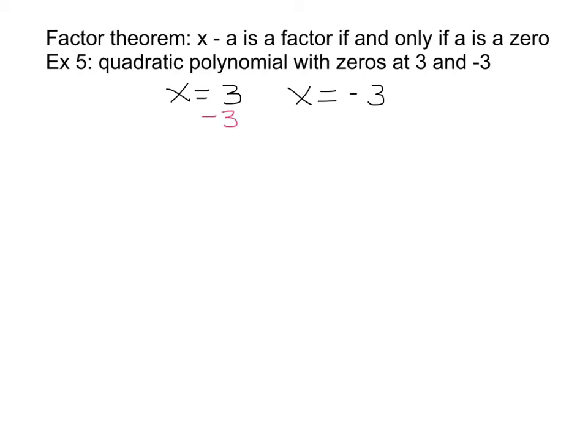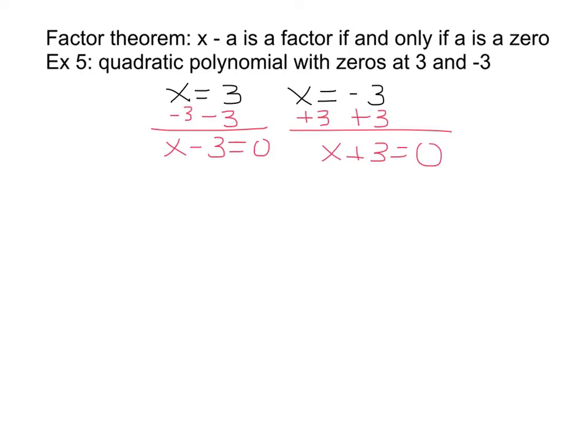To move the 3 to the other side, we would have to subtract it. So I have x minus 3 equals 0. To move negative 3 to the other side, I'd have to add it. So that gives me x plus 3 equals 0. So now again, working backwards, the zero product property allows me to set those equal to 0 separately.